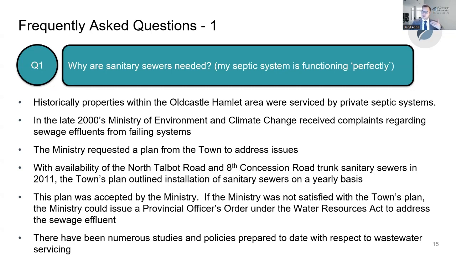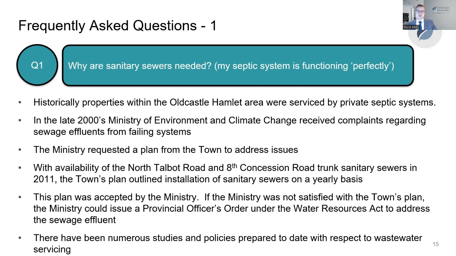And so as part of this, the ministry required or requested a plan from the town on how they would address these issues. So the town came up with a plan, and the plan was accepted by the ministry. And this plan was to install sanitary sewers over time on a yearly basis.